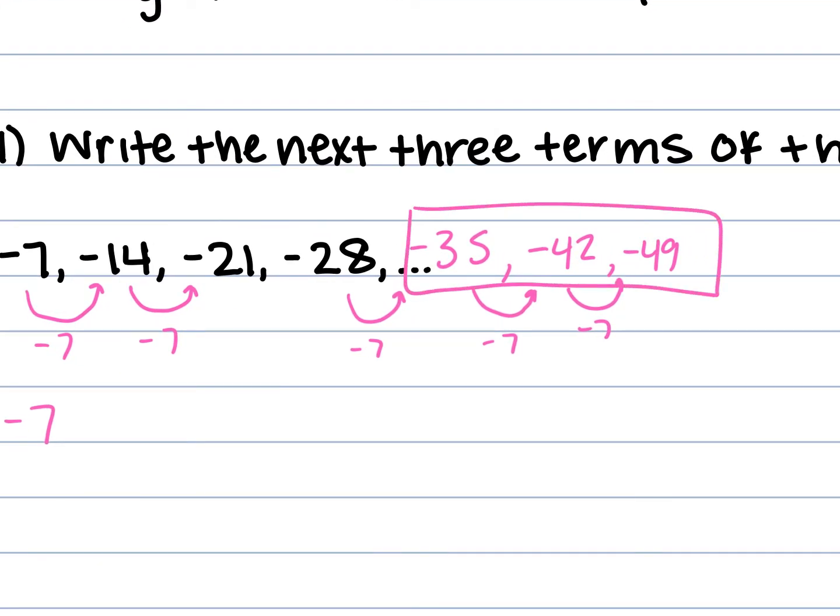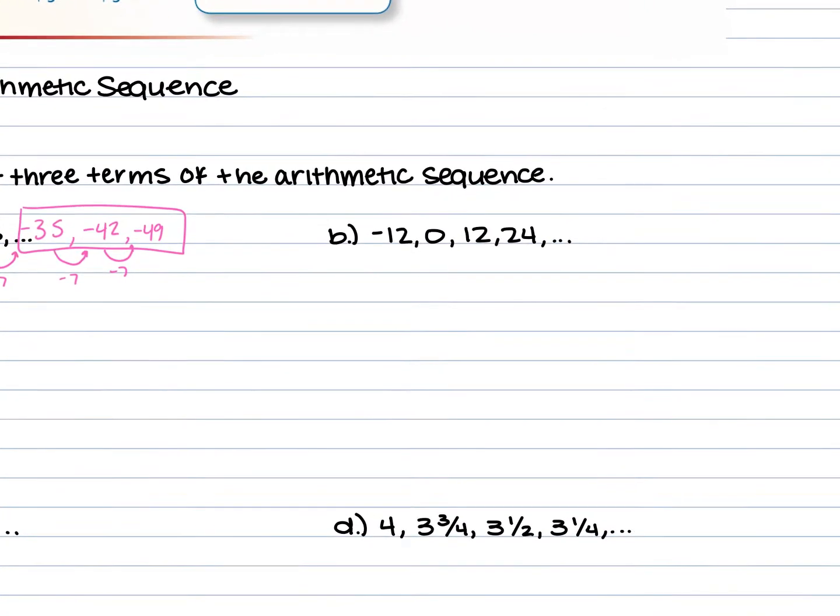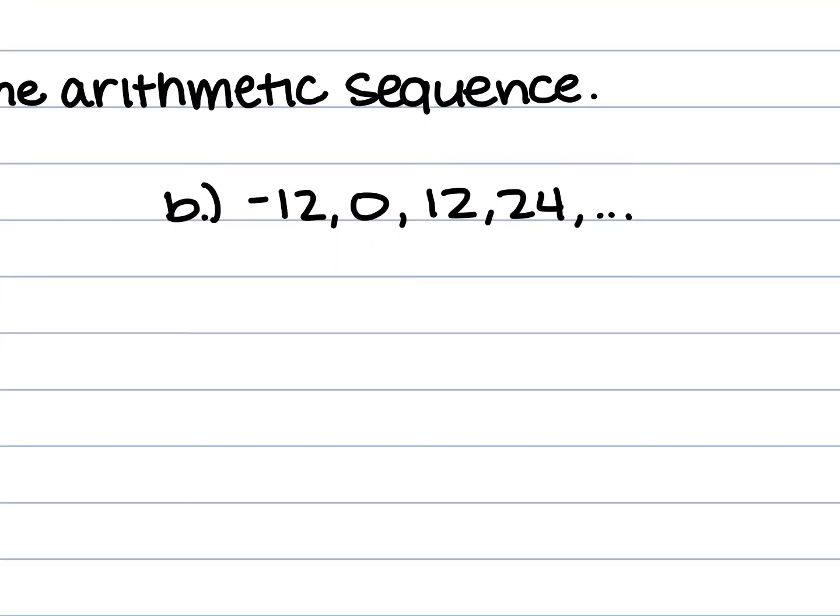All right, let's look at B. What am I adding or subtracting here? Perfect. Adding 12. Just double check: 0 plus 12 would be 12. So I'm adding 12. Let's go ahead and find our next 3 terms.